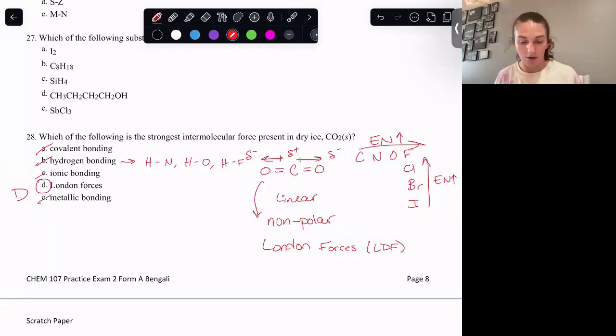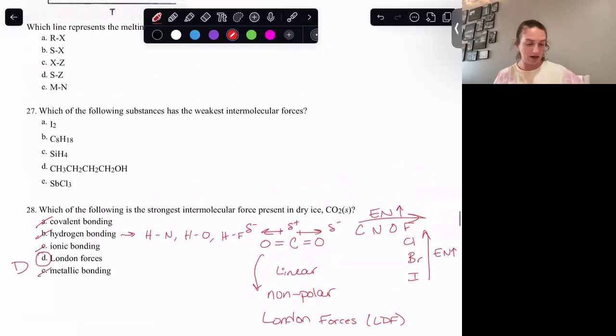Alrighty. Does that help with 28? Any more questions on 28? Okay, someone asked for 27. So for 27, we have: which of the following substances has the weakest intermolecular forces?